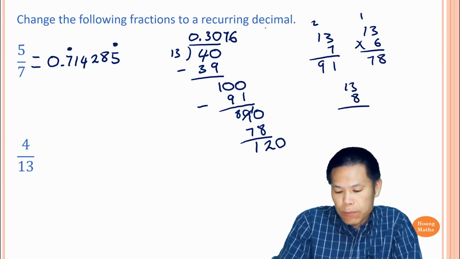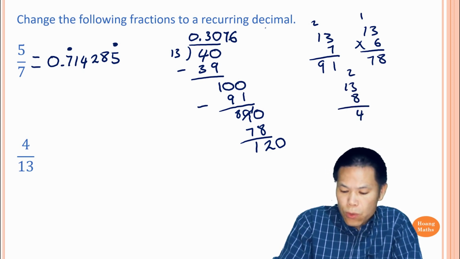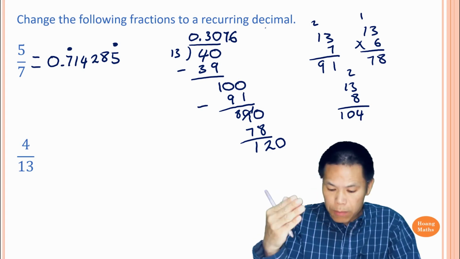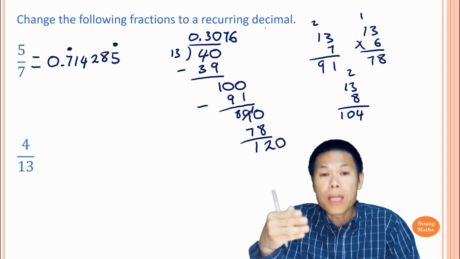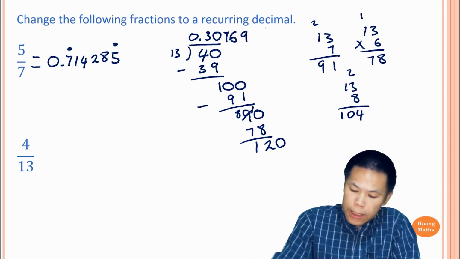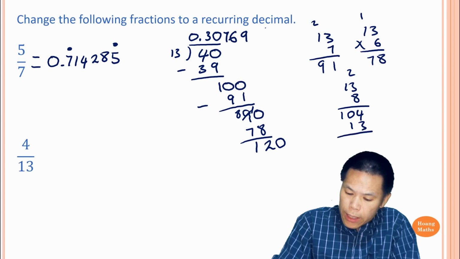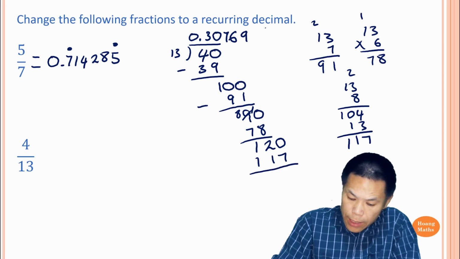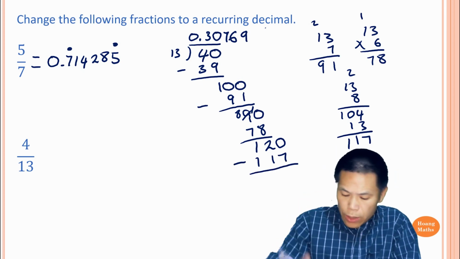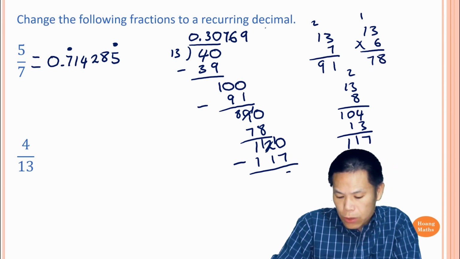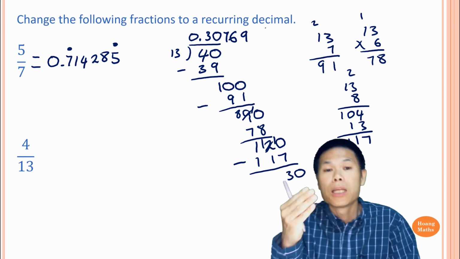So we go 8 times 3, 24. With 2, 8 times 1 is 8. Add 2 is 10. So that means we need one more. So it should be 9. So now we just go 104, add another 13. I just write in here. That give me 7, 1, 1. So that means 117. And if we minus this one, so that give me 1, 10. 10 minus 7 is 3. So it should be 30.